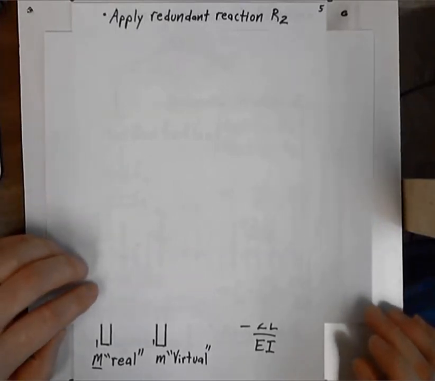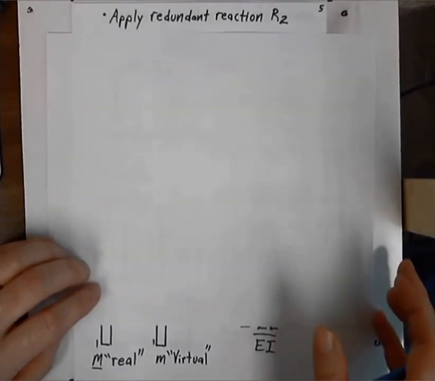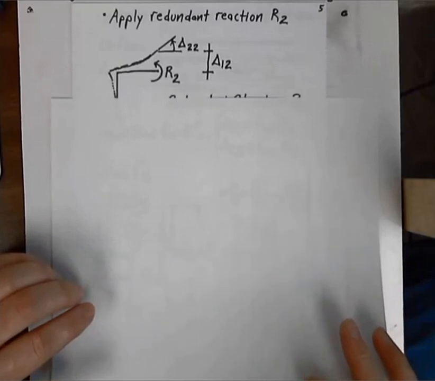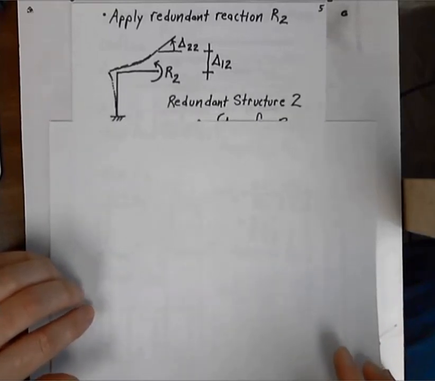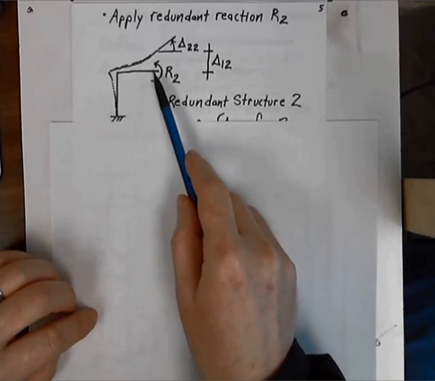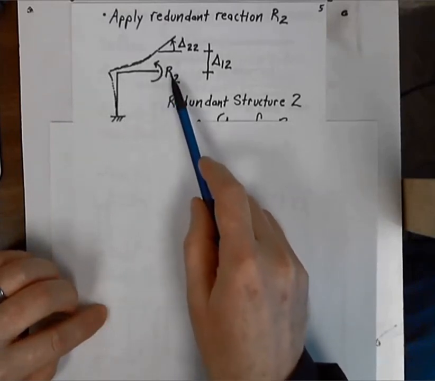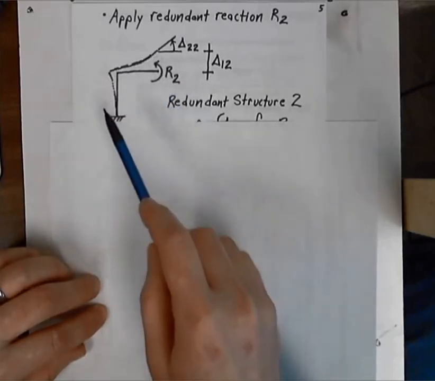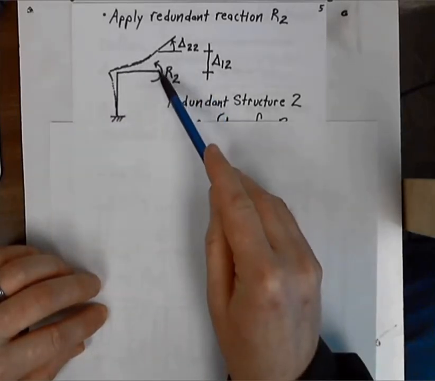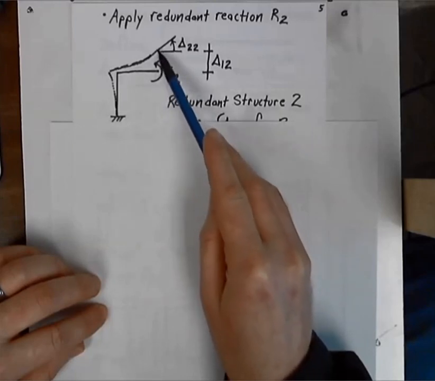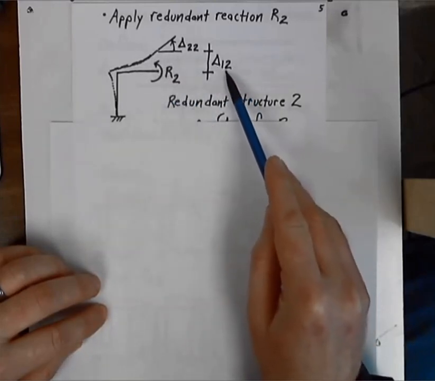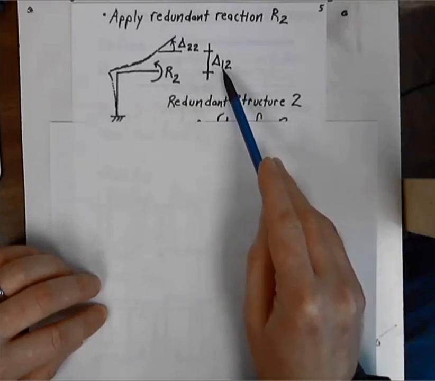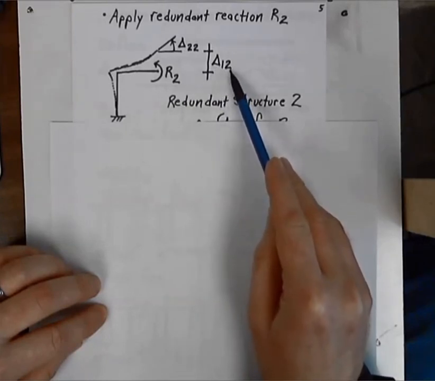Next, we need to apply redundant reaction R2 to the structure. So if we draw our structure and we apply redundant reaction R2, we're going to get a deflected shape, and we're going to get a displacement at the end, a vertical displacement, which we can call delta 1, 2, and that is the displacement at redundant 1 due to the redundant applied at 2.